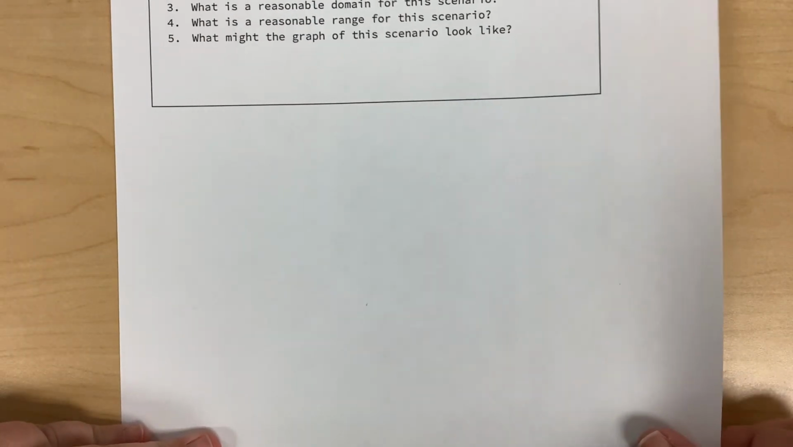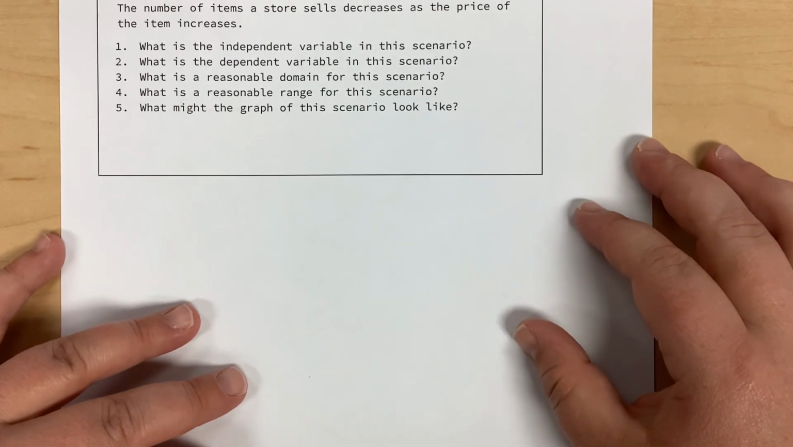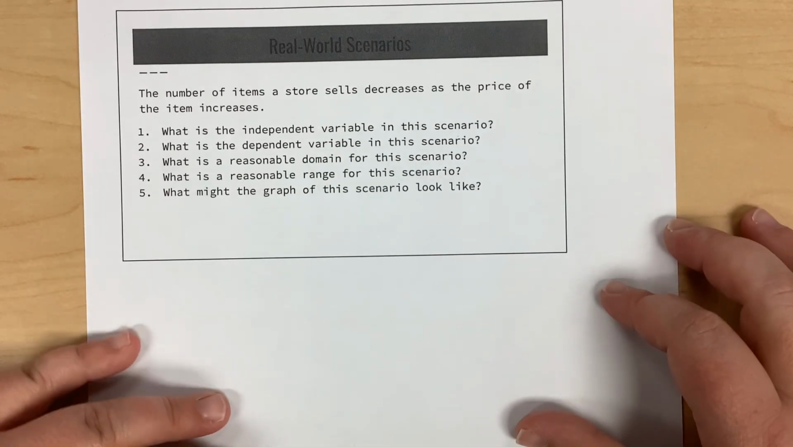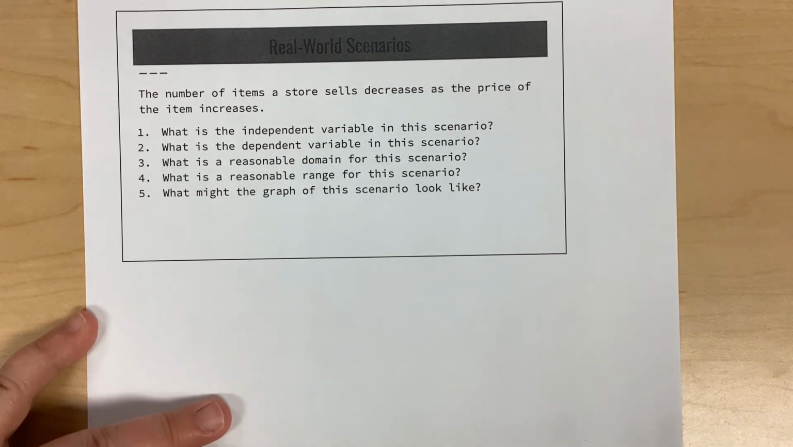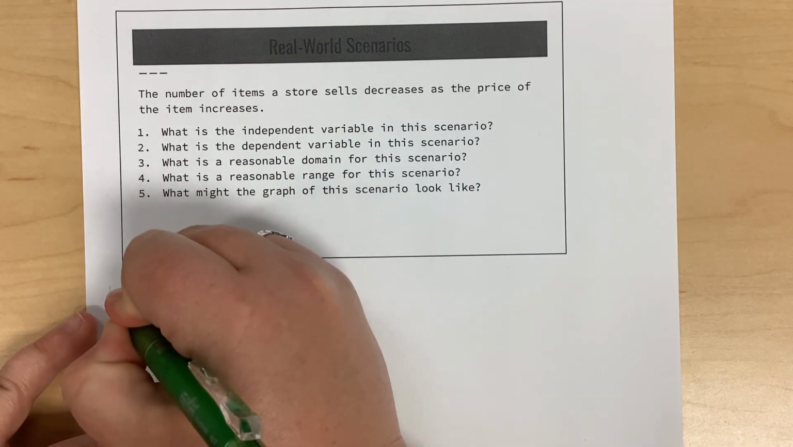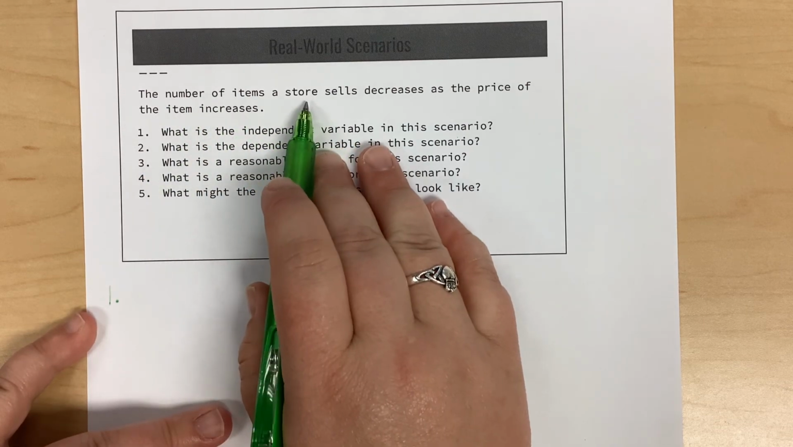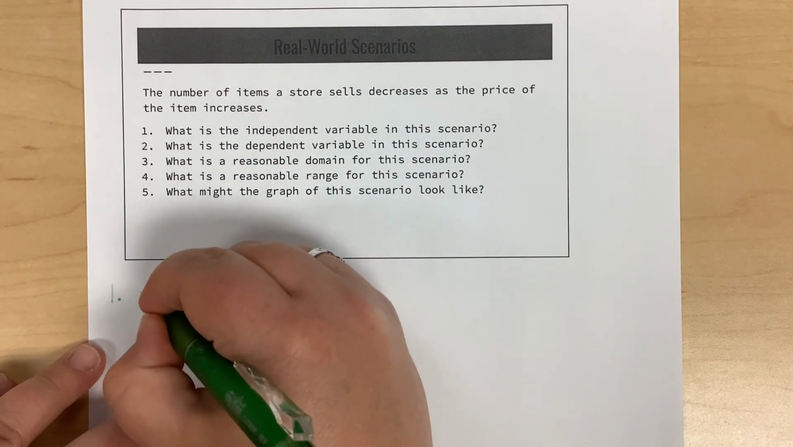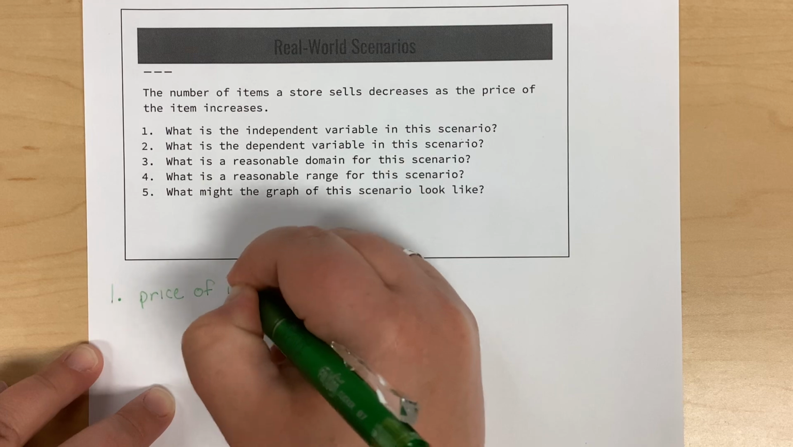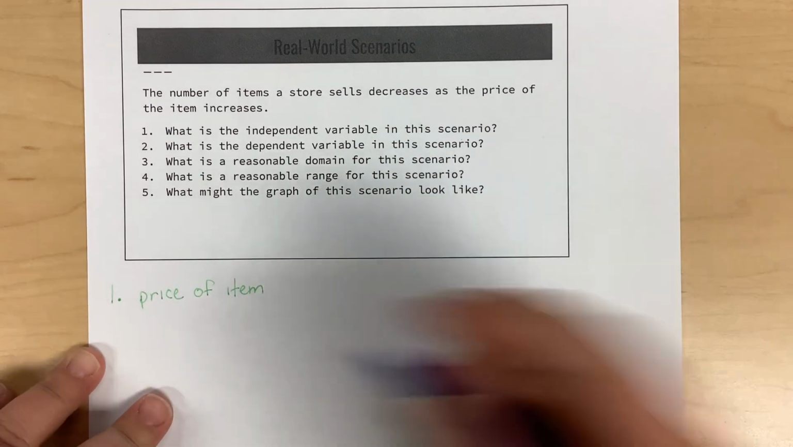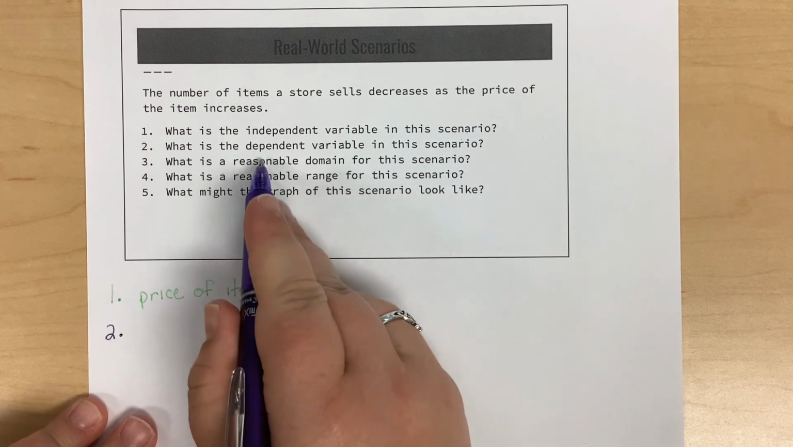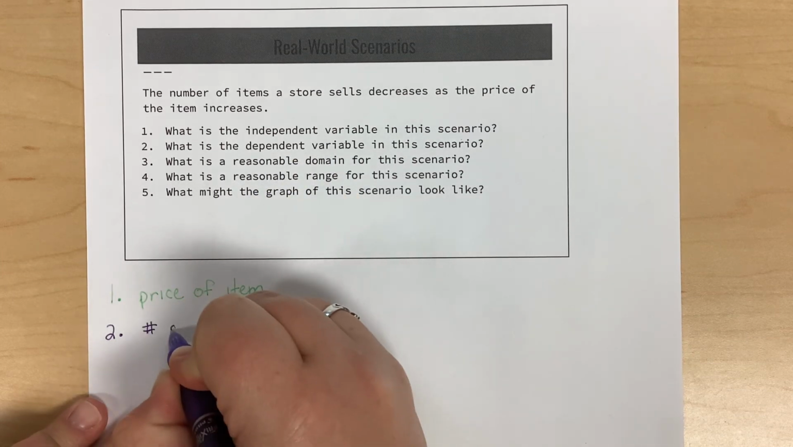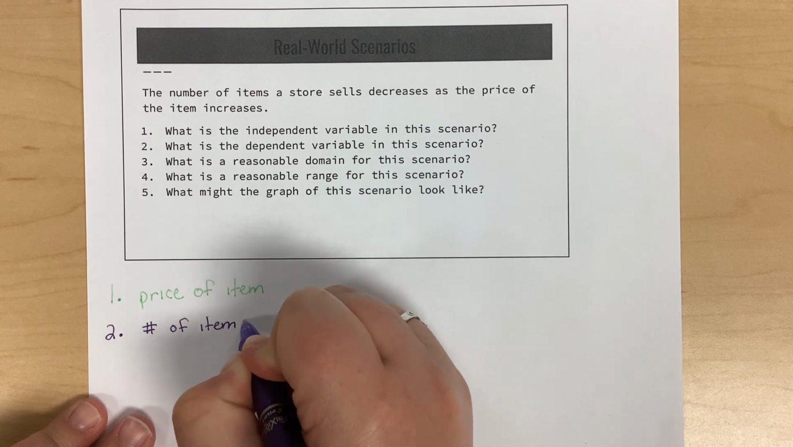All right, real world scenario number 3. The number of items a store sells decreases as the price of the item increases. All right, number 1, what is the independent variable? All right, so what are we talking about here? Number of items sold and price of the item, okay? So the number of the items that are sold is depending upon the price of the item here. So that means my independent variable is price of item. Okay, and then 2 is going to be my dependent variable, which is number of items sold.